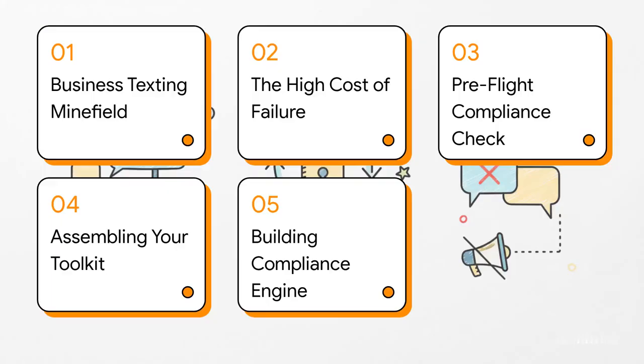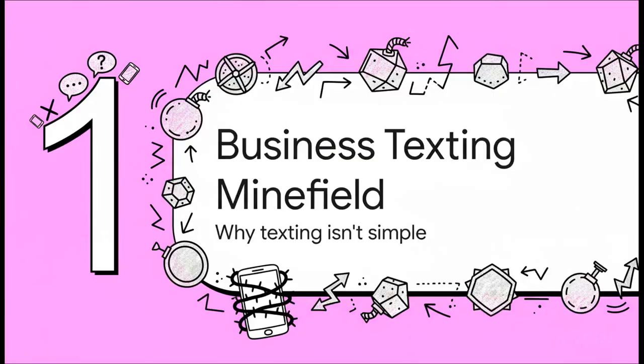We're going to start by laying out the problem in the business texting minefield. Then we'll talk about the serious risks in the high cost of failure. After that, we'll shift gears into the solution with a pre-flight check. Look at the toolkit you'll need, and finally, see how to scale up by building your compliance engine. All right, Section 1, the business texting minefield.